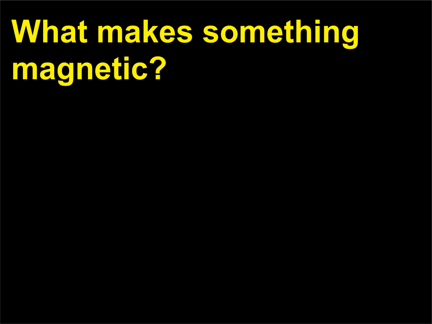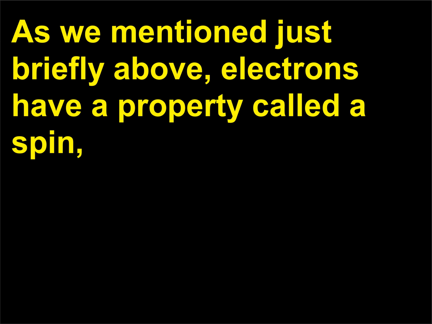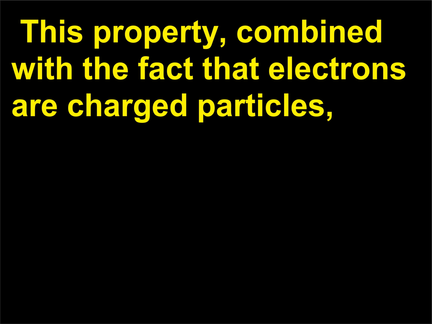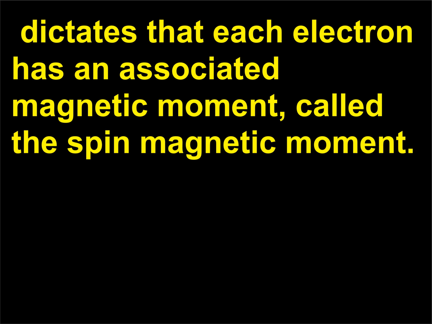What makes something magnetic? As we mentioned just briefly above, electrons have a property called a spin, or spin angular momentum, which can take on two possible values. This property, combined with the fact that electrons are charged particles, dictates that each electron has an associated magnetic moment, called the spin magnetic moment.